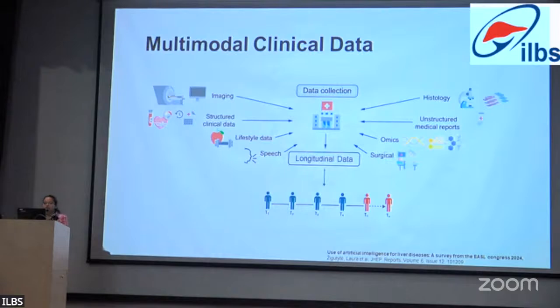Next come the different types of data sets. From imaging to structured clinical data, lifestyle data, speech, surgical omics, unstructured medical reports such as the discharge report, histology, different modalities are there and they can be put together. And of course, longitudinal data is also there, so the delta parameters can also be incorporated into the model: how the parameters are changing, how the patient treatment response is changing. Based on all these things, a model can be developed.